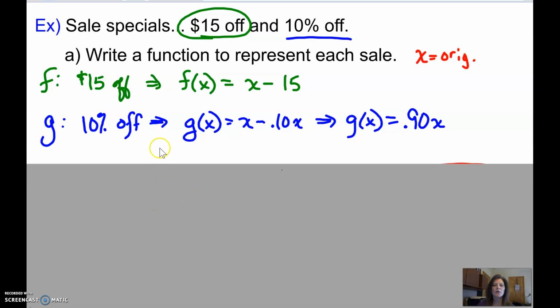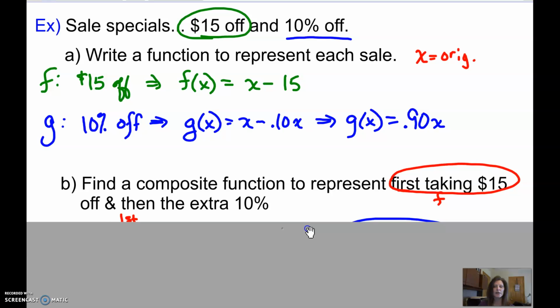So if I have $15 off and X stands for my original price, then my f of X is very simply going to be X minus 15. If it's 10% off, my g of X would be the original price X minus 10% of the original price, 0.10 times X, which simplifies to 0.90X. That should make sense because if it's 10% off, you are paying 90%, and 90% of the original would be 0.90X.